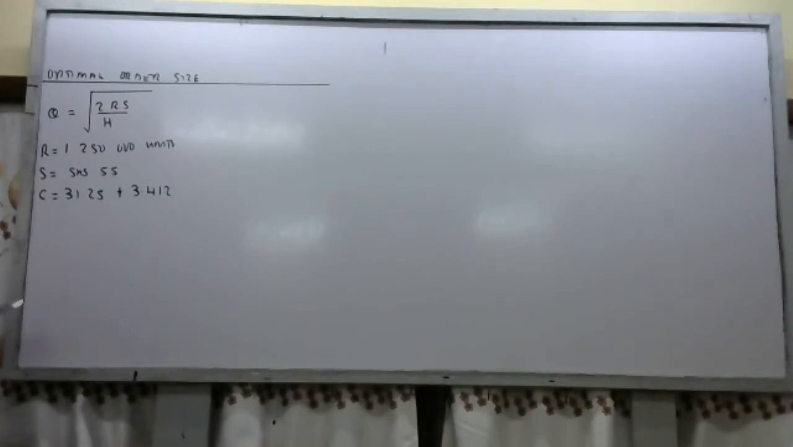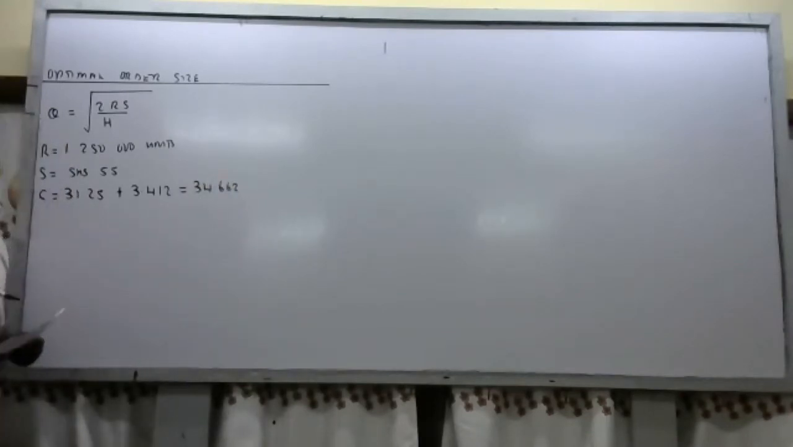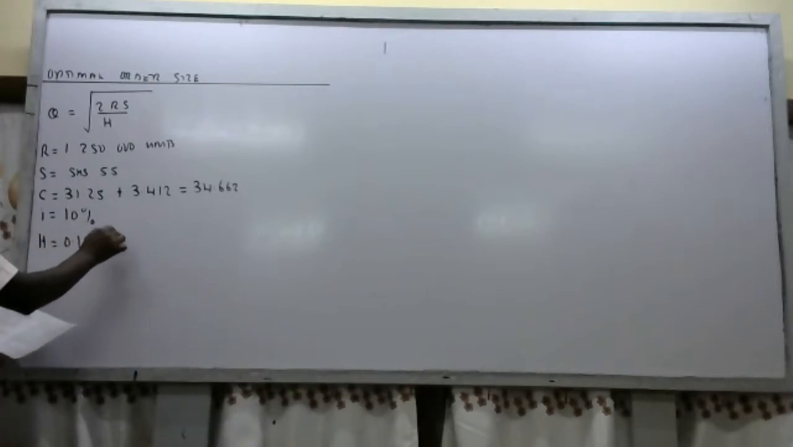Then from there, we should be able to get this figure as what? You take your calculator, say that 1.25 plus 3.412 is 4.662. Then I, the cost of capital, somewhere there you can see it as 10%. And then H now should be 0.1 of that 4.662.